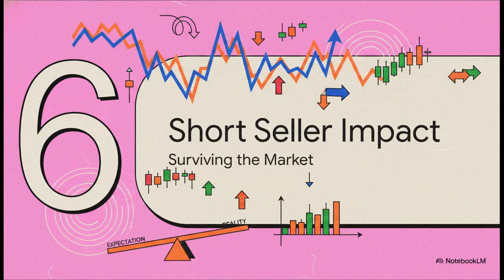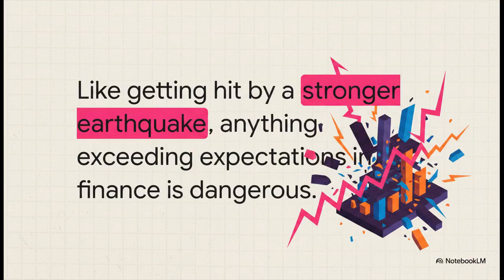That leads us perfectly into part 6, the impact on short sellers. How does this exact spread dictate survival? Look, anything exceeding expectations in life and especially in finance is incredibly dangerous. Imagine planning and catering a wedding for 1,000 guests and 5,000 people show up. Absolute disaster, right? Or imagine engineering a house to withstand a 7.0 magnitude earthquake and getting hit by something far stronger. The whole structure collapses.